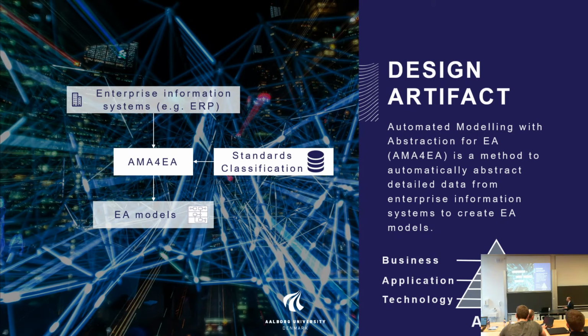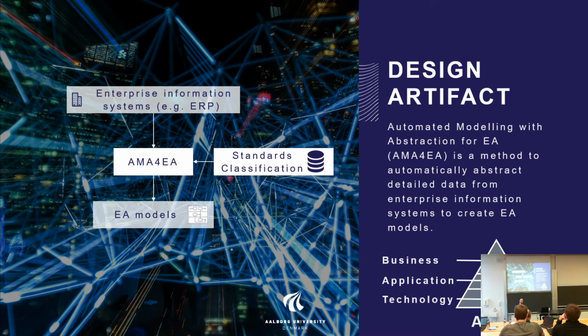And so we did. We started by developing this method, AMA for EA, automated modeling with abstraction for enterprise architecture. That is a method to automatically abstract detailed data from enterprise information systems to create these models. We wanted to create a method that could be used for any type of enterprise architecture model, including EA models in the business aspect. And how it works is that data from enterprise information systems like ERP, MES, and so forth are extracted and imported in this tool. And then we figured out that this data is not very useful if we just put it in the enterprise architecture models as it is.